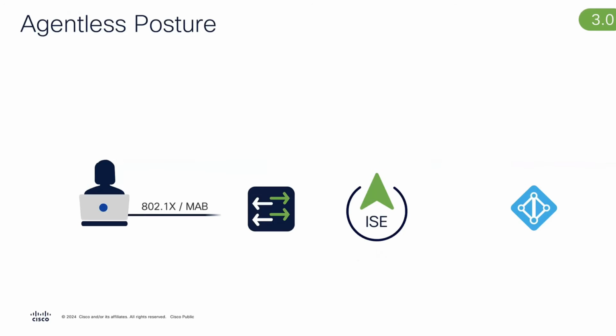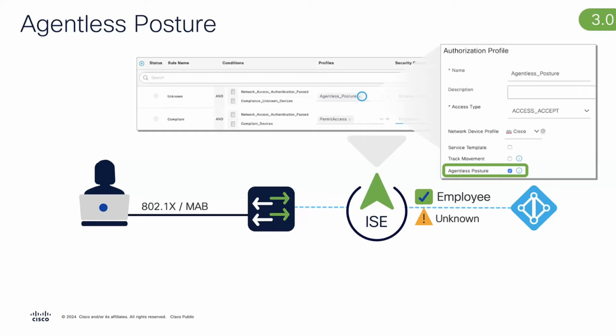Coming down to the agentless posture flow, well, the name itself implies that there is no AnyConnect or Cisco Secure Client installed or running on the endpoint itself. So how can we get the posture status of the endpoint then? Well, when these devices come over the network via wired, wireless, or VPN through the MAB or 802.1X method, they'll get evaluated against the respective identity store. And that's when the authorization policy is going to match an authorization profile in which the agentless posture flag is enabled.